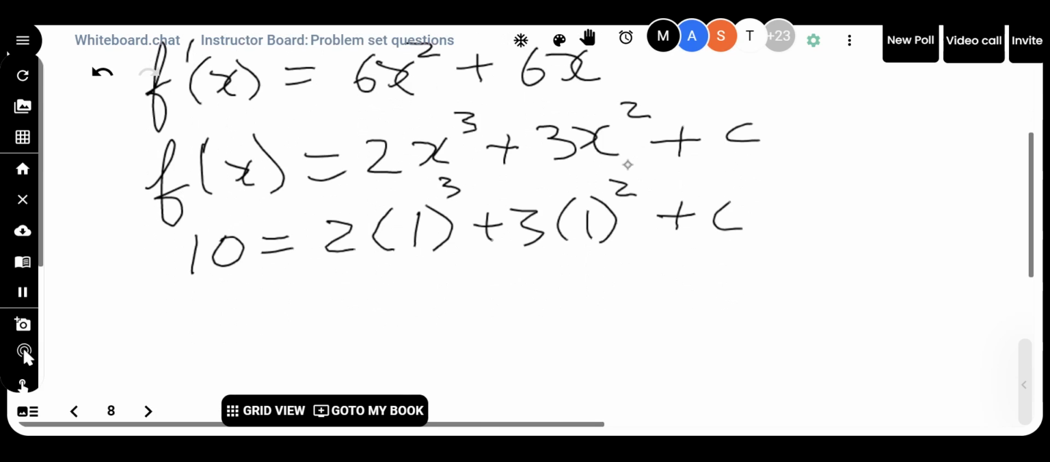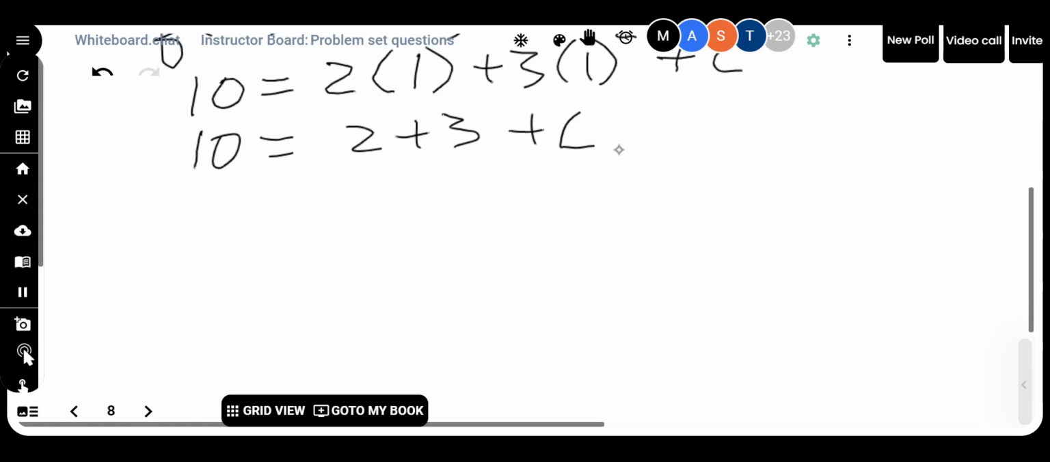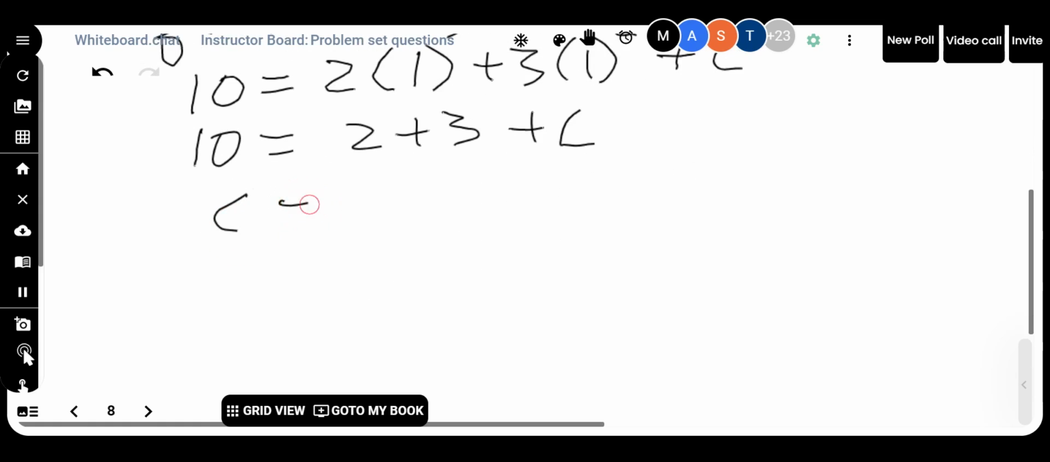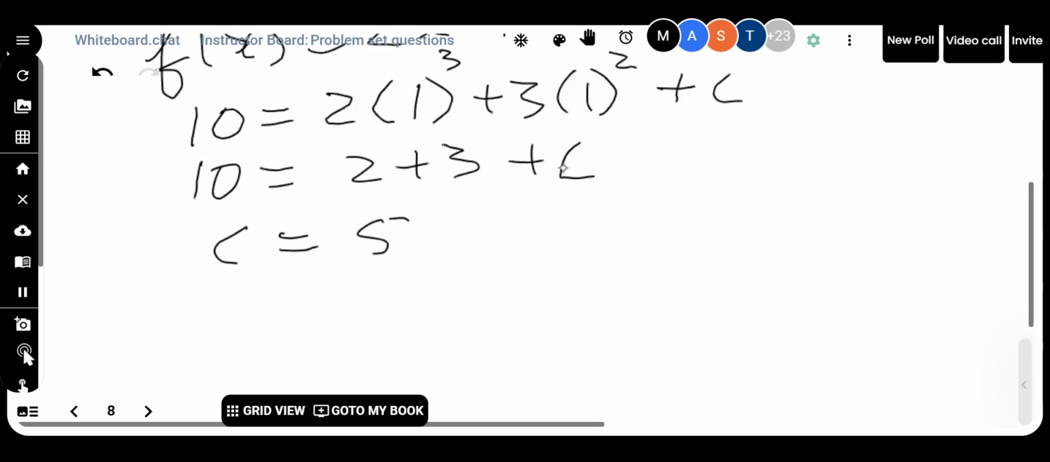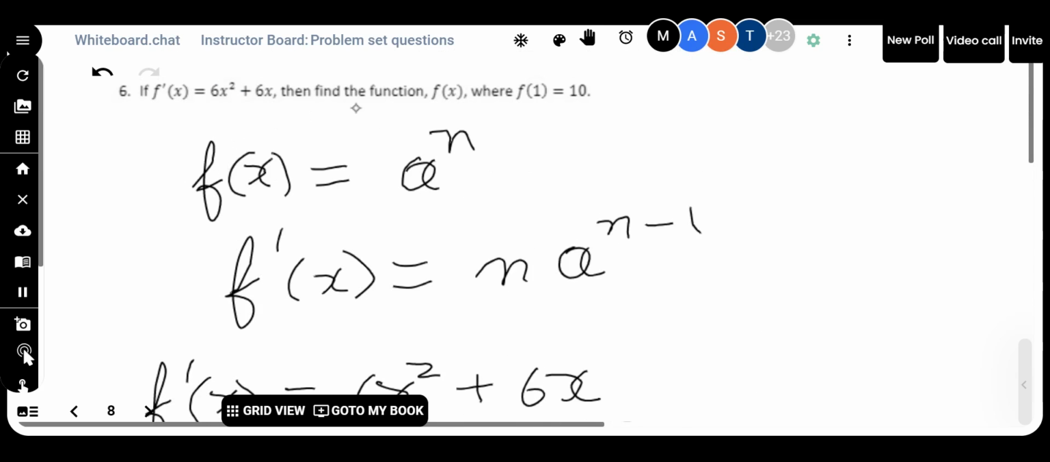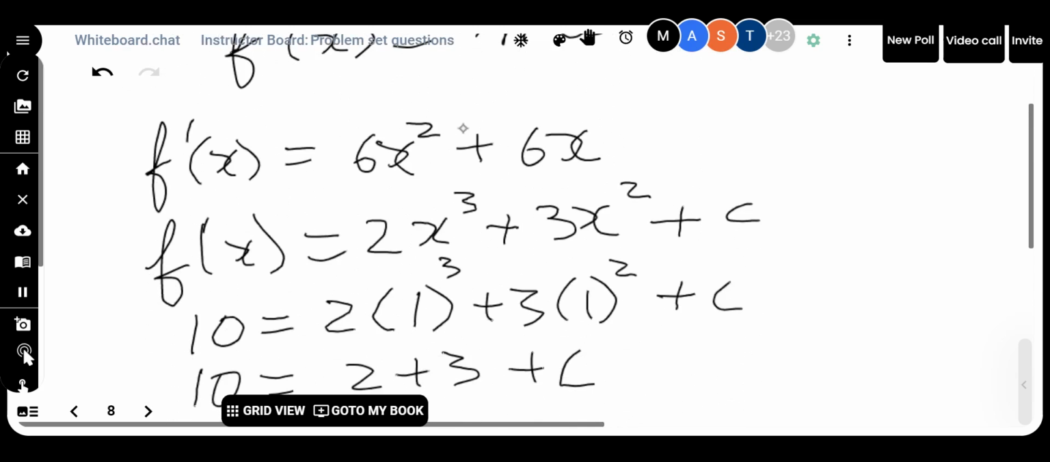Okay, so 10 is equal to 2 plus 3. 1 cubed times 2 is 2. 1 squared times 3 is 3, plus c. So c is equal to 5, 10 minus 5. So I now have the function, right? The question asked me, find the function. Well, I now have the function.